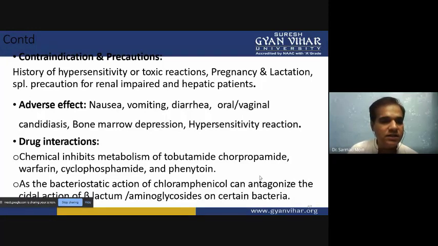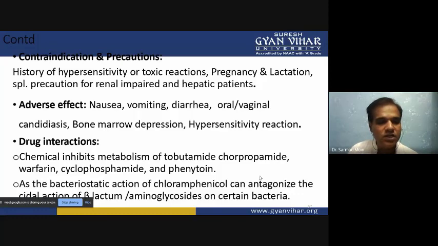Now other drug interactions: tetracycline inhibits the metabolism of topiramide, and chloramphenicol inhibits that of warfarin, cyclophosphamide, and phenytoin. So when we give these antibiotics in combination, they will inhibit the chemical metabolism. Our metabolism will be affected by tetracycline and these types of antibiotics.